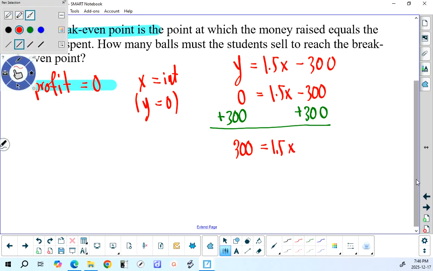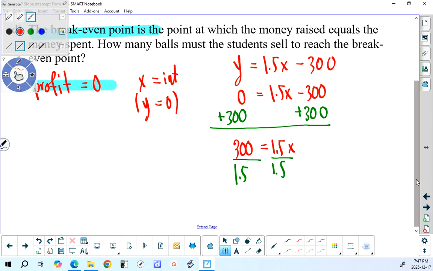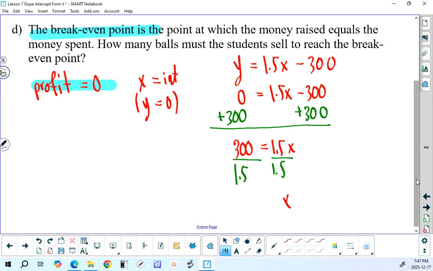Step 2, divide both sides by 1.5 to get an answer. X, of course, is a number of throws. So we need to take 300 divided by 1.5.